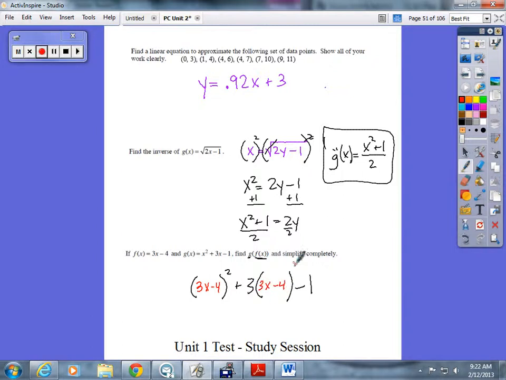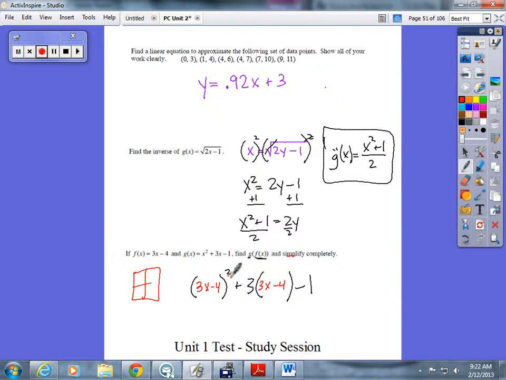And then it says to simplify completely. So we begin the simplification process using order of operations. Exponents come first. Now you cannot just distribute that square. You must either do the generic rectangle, or you could do my square double square.